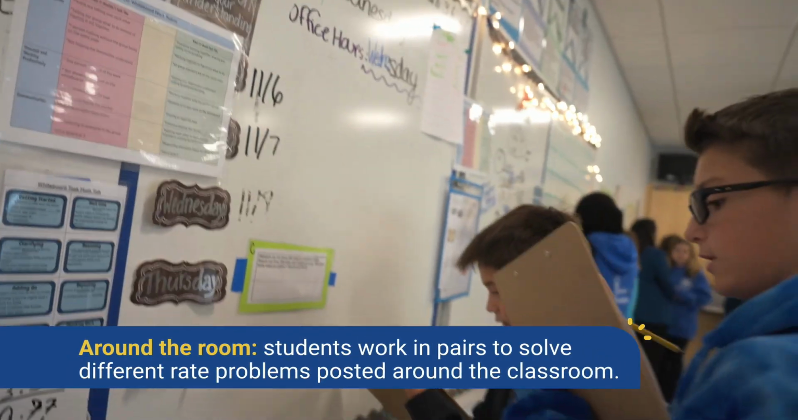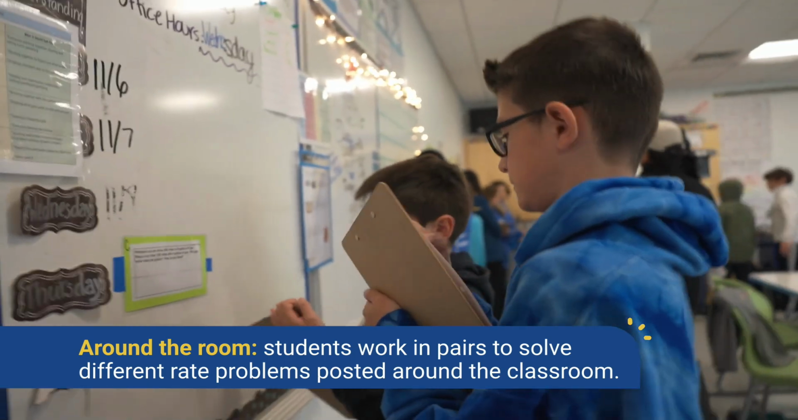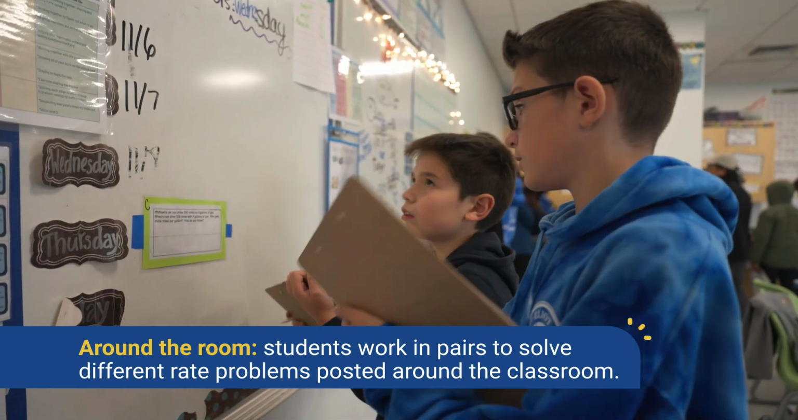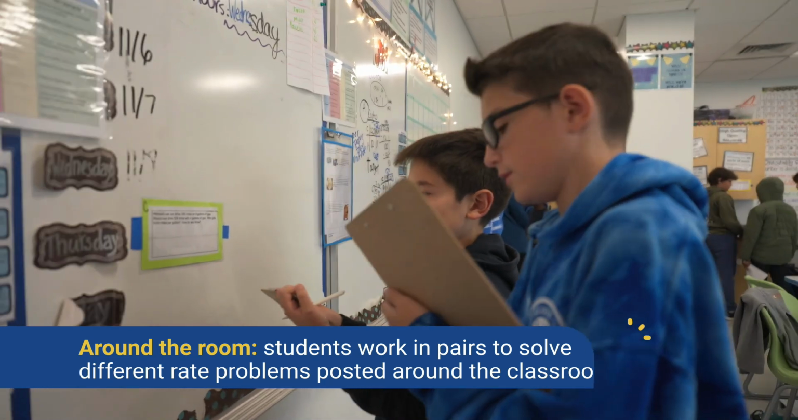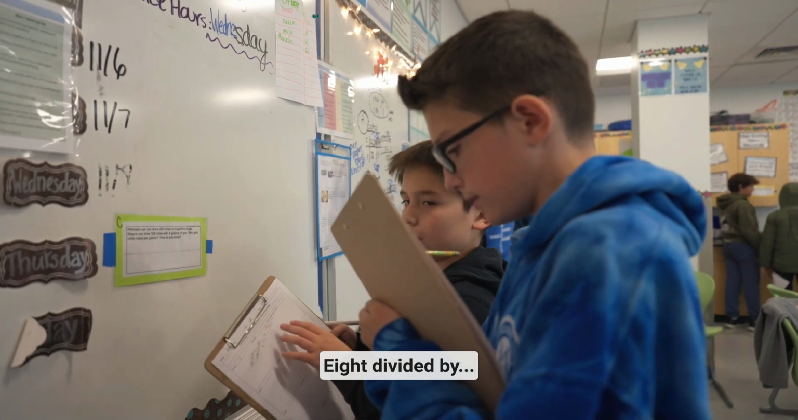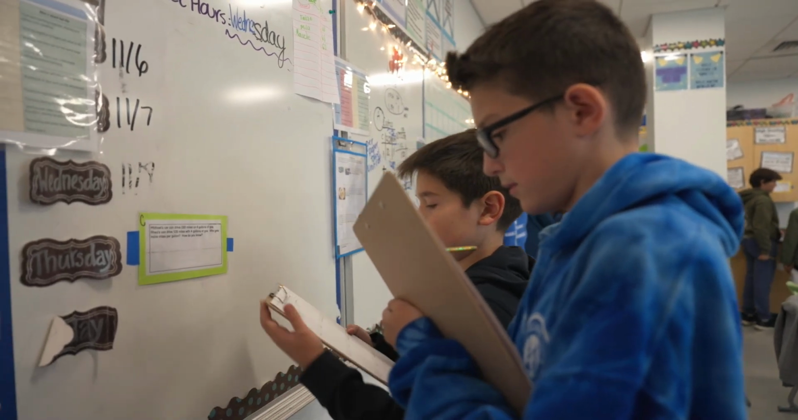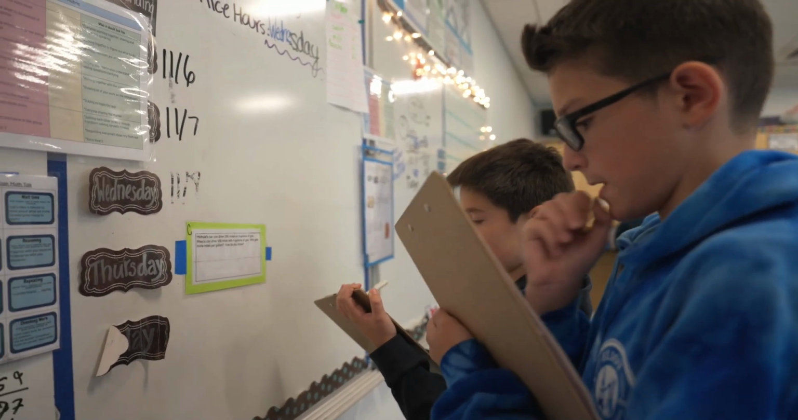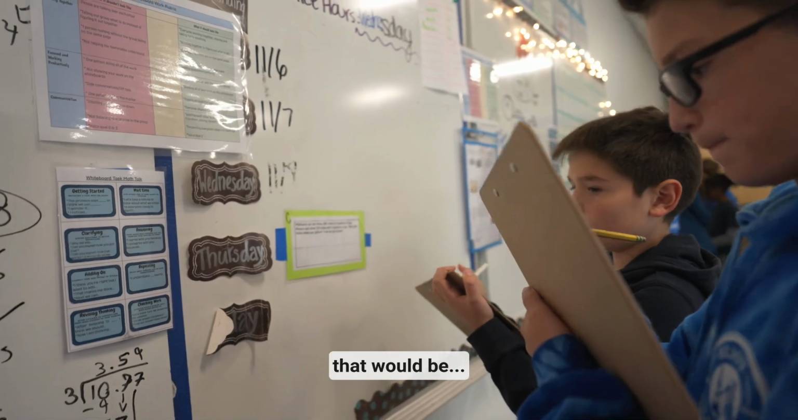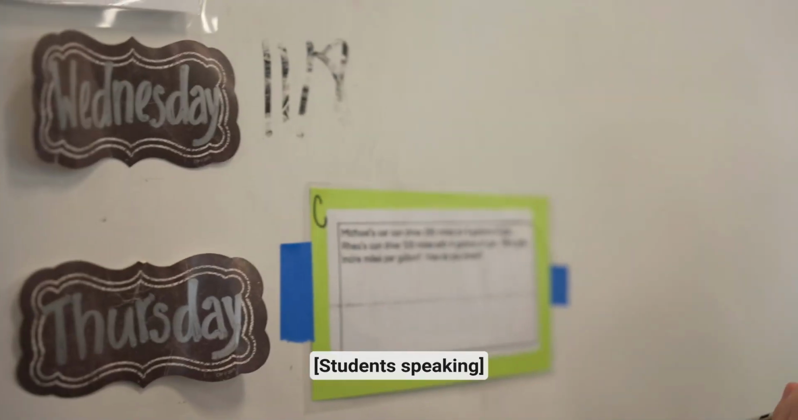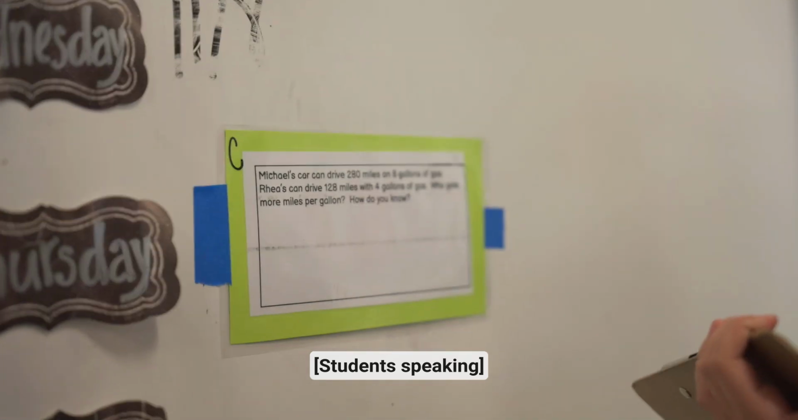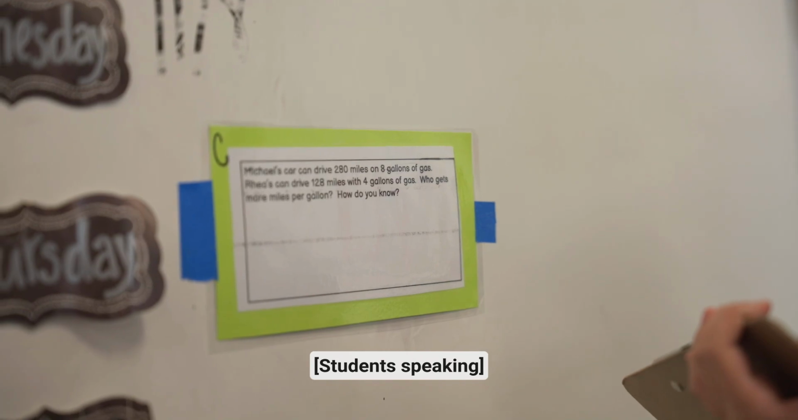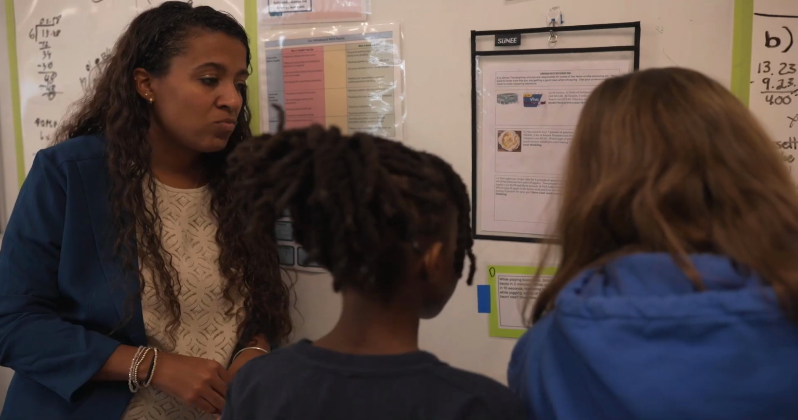Alright, so 280 divided by 8. And round around. Alright, what are we going to do for this one? 2 divided by 8. You want to read it out loud? 8 divided by 8 divided by 2. And then to get to 28, that would be 3 and 4. What do we think of?